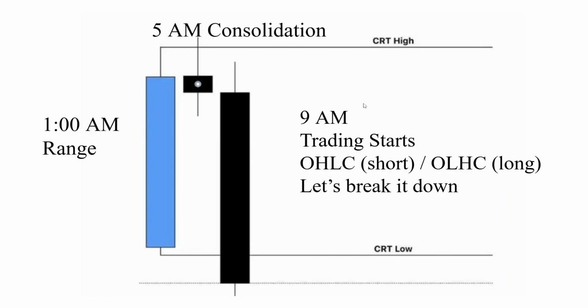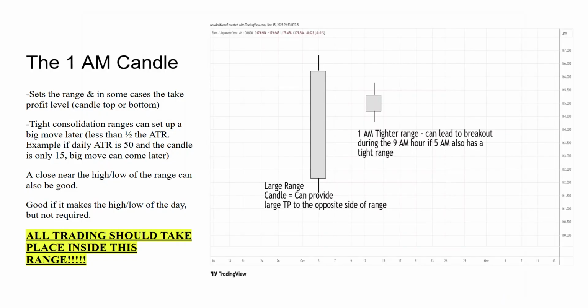So let's break that down, and we're going to take this candle by candle, and I'm going to show you in detail what to expect from each candle. We're going to start with the 1 a.m. candle. These are just two examples of how a 1 a.m. candle could look. It'll look something like this or something like this. Okay, this is your trading range.